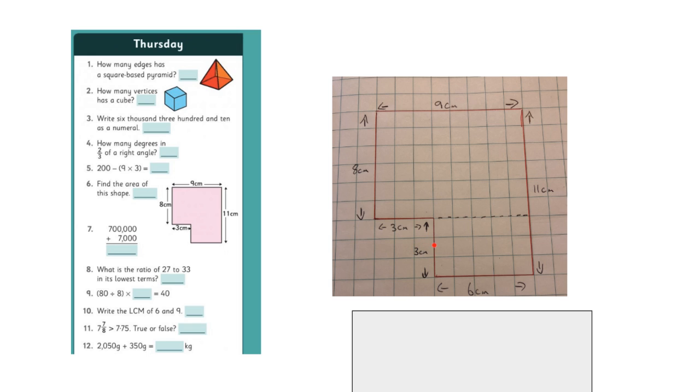So we can calculate the area of our rectangle here, which is the length by the width, which is 6 multiplied by 3, which is 18 centimeters squared. How do we get our total area? We add those two. They're two separate rectangles now. We add the two areas together, and that gives us our total area.